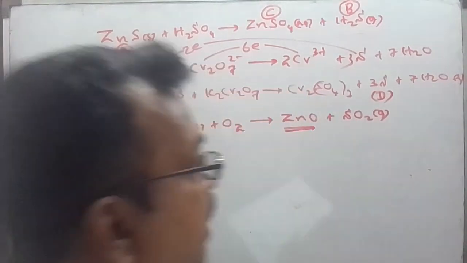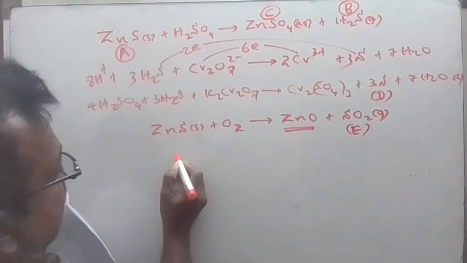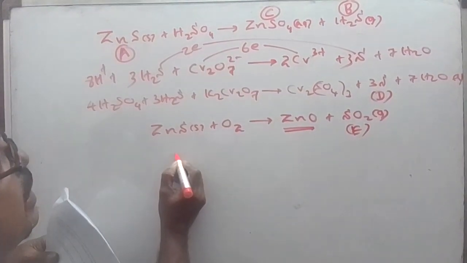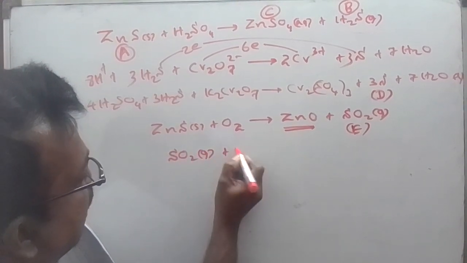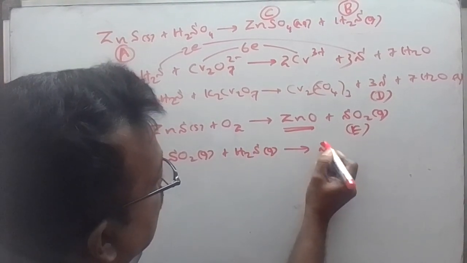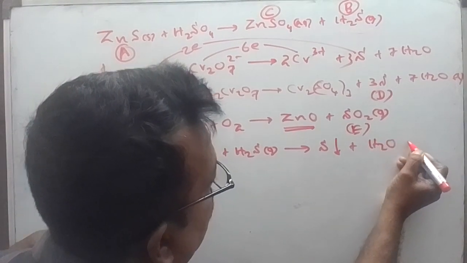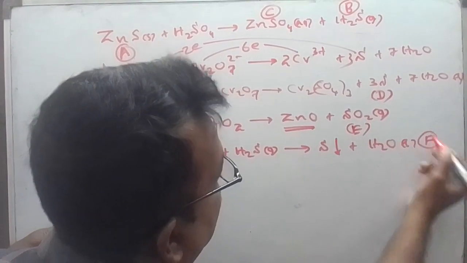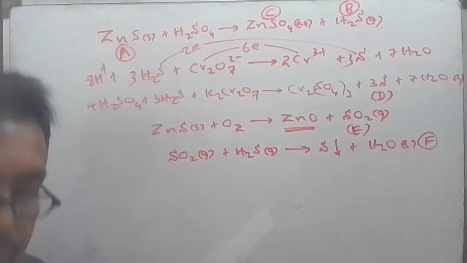Gas E is sulfur dioxide. The next reaction is gas E reacting with D. So SO2 gas reacts with H2S gas to produce sulfur precipitate and water. So it is F.